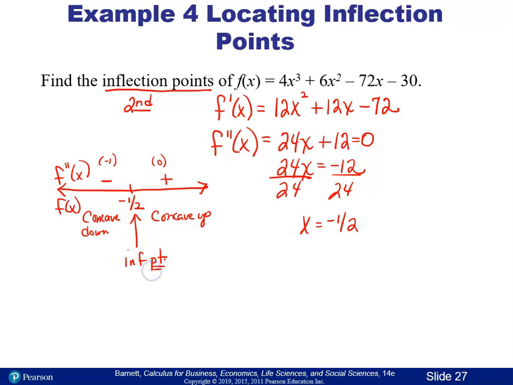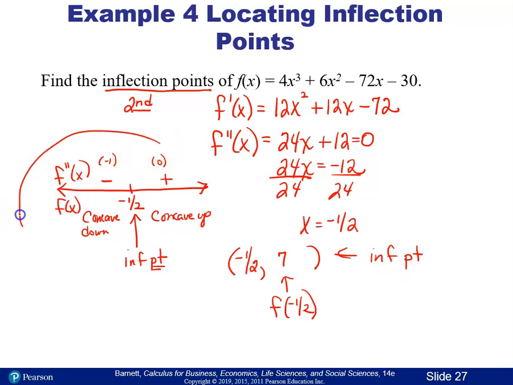Generally it's going to ask for both the x and the y coordinate. So we'll have negative 1/2 for the x coordinate, and then I need to plug negative 1/2 into the original function, because all points come from the original function itself. If I plug negative 1/2 in here, I'm going to get 7. You can double check that. Just plug negative 1/2 in, and be careful about your signs. And we get this as our inflection point.